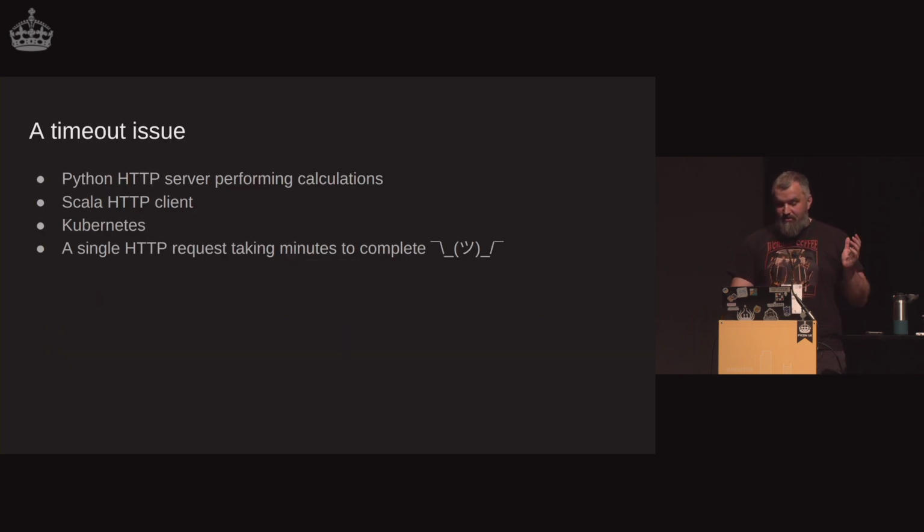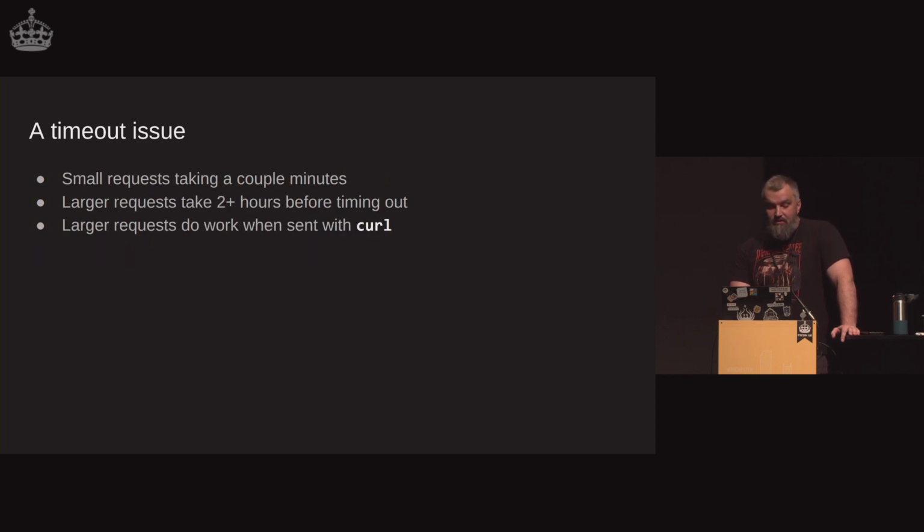And another story time. So this time about timeouts. So there was a Python server which was doing calculations about calculating risks. It had a Scala HTTP client, all running on Kubernetes. And the way it was implemented is that this endpoint receives basically a CSV file. It runs calculation on all rows and returns a result. So depending on the number of rows, it took more or less time, which is not the best solution, but it is what it is.